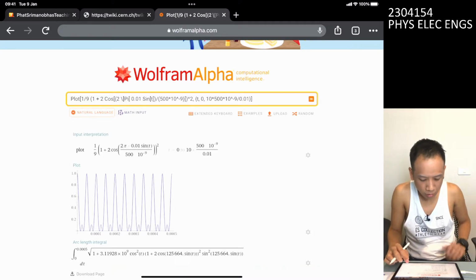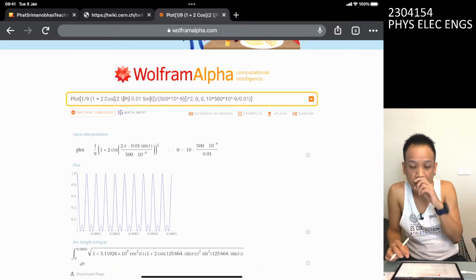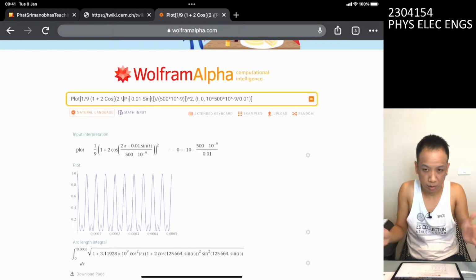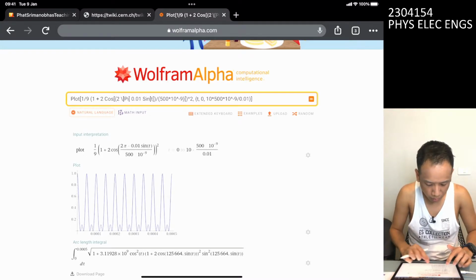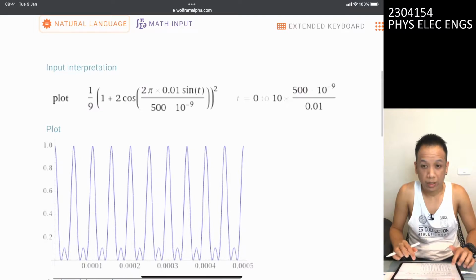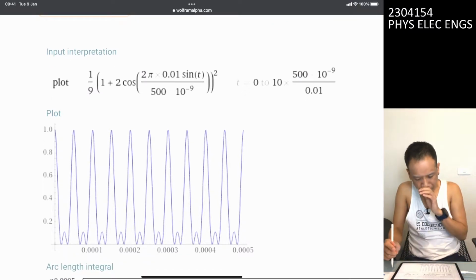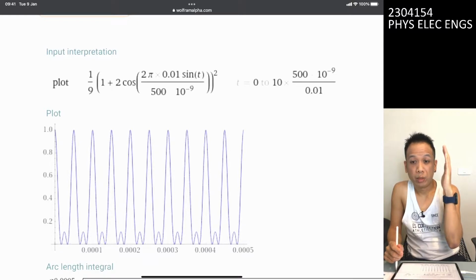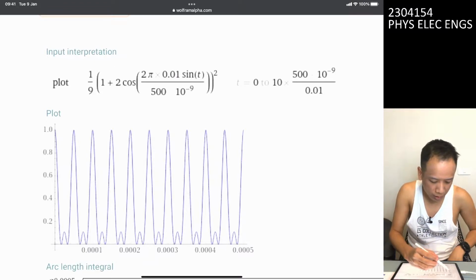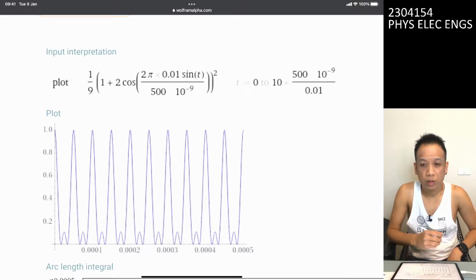Let's see, now it makes a plot. Wow, it's cool. So this is the equation that we already solved: 1/9, and in the bracket 1 plus 2 cosine, which is a big term, and overall it is squared. So this is how it looks. You have the big maxima, which we call the principal, the one which reaches 1, and then you have a small peak here that in this case we call the secondary maxima.